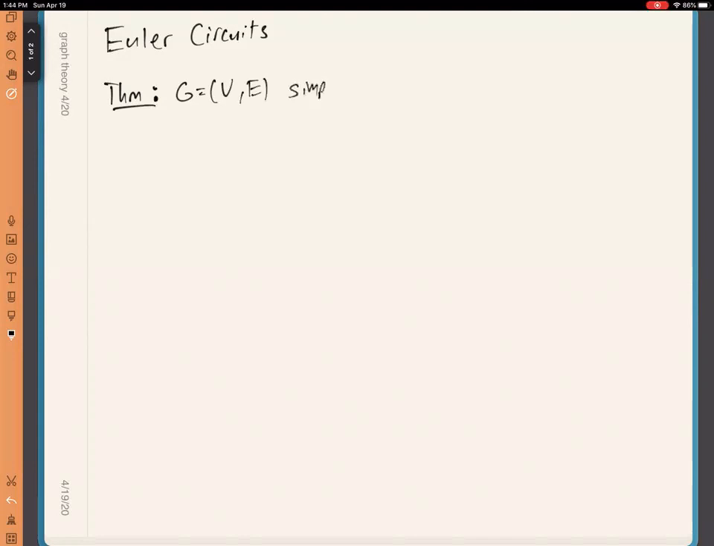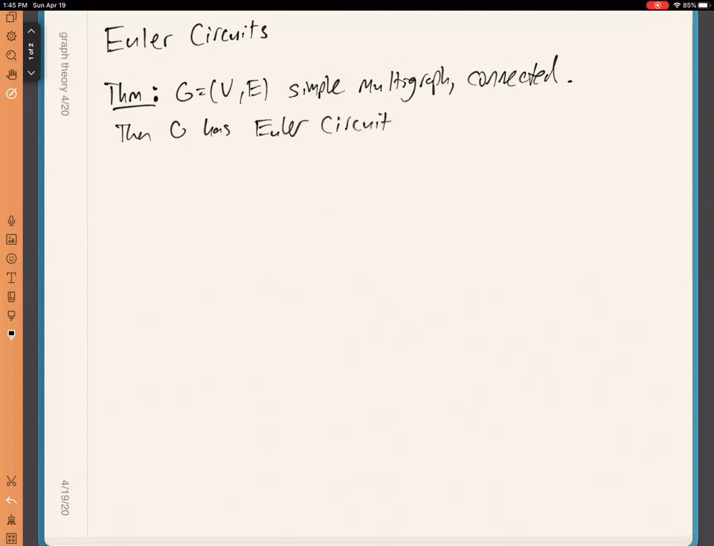suppose you have a simple multigraph, which is connected. Remember, why does it need to be connected? If it's disconnected, it doesn't make sense to talk about a circuit through the whole graph. If you look at the connected components, the theorem will apply to those components if you want a circuit in one of the pieces. Right, and so the theorem is, if you have a graph with these assumptions, then G has an Euler circuit if and only if, meaning equivalently, every vertex has even degree.